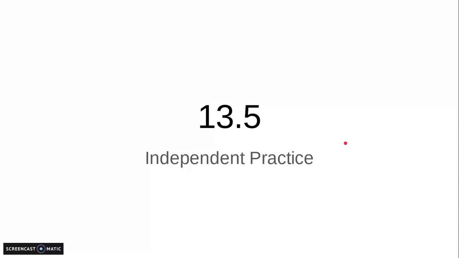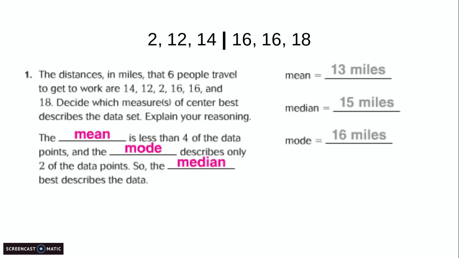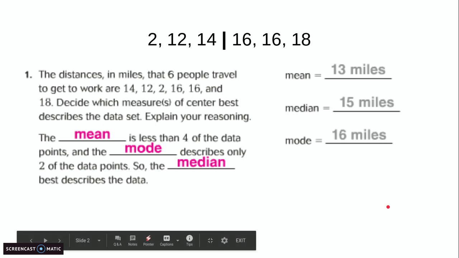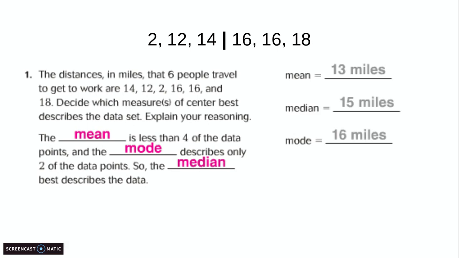All right, let's check out the answers for 13.5's independent practice. This is from the practice book. So number one here, we have the distance in miles that 6 people traveled. Which measure of center best describes the data set? Explain your reasoning. They went ahead and they found the mean, median, and mode for you already.